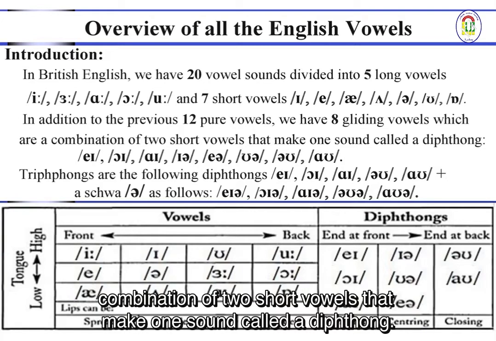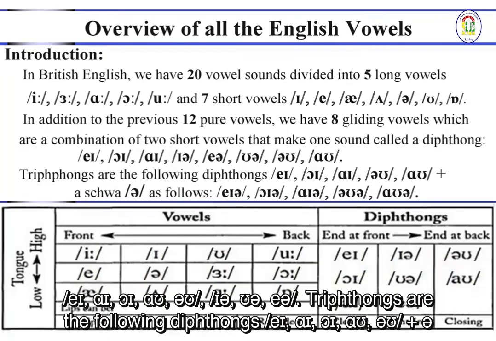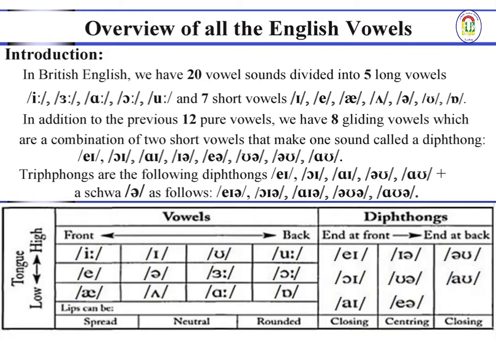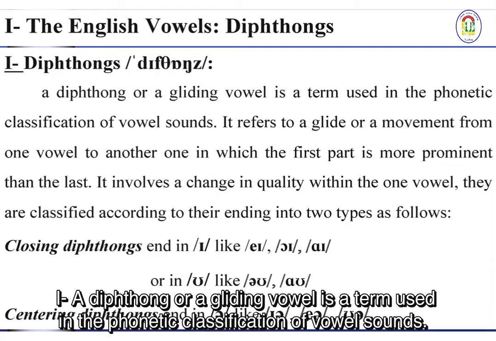In addition to the previous 12 pure vowels, we have 8 gliding vowels, which are a combination of 2 short vowels that make one sound called a diphthong: A, Oi, I, Ua, O, and Ow. Triphthongs are the following diphthongs: A, Oi, I, O, Ow, plus a schwa, as follows: Ea, Oya, Ewa, Awa.